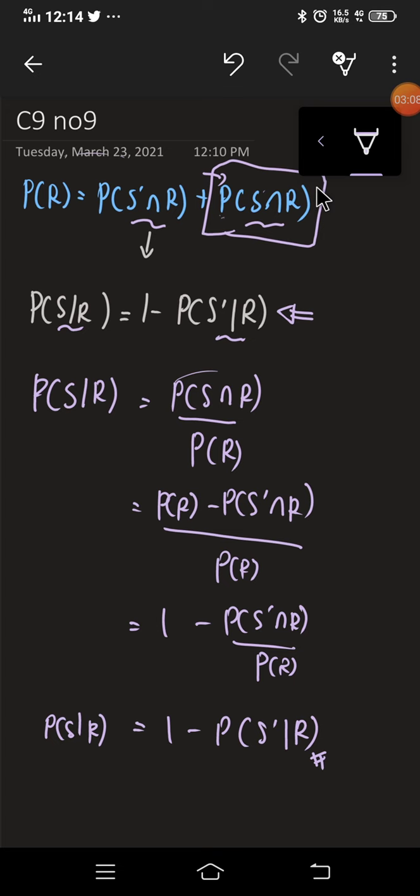Or in another method, we can just directly divide everything by probability of R. So we get 1 here, we get probability of S prime given R and probability of S given R. Rearrange so that probability of S given R is the subject. So we have the same equation. We have shown everything the same. Okay, that's for question A.